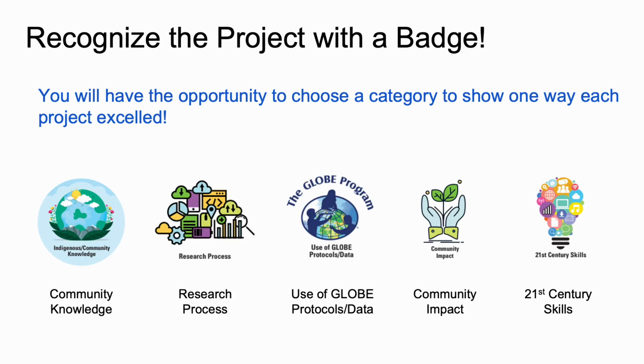Recognize the project with a badge. You will have the opportunity to choose a category to show one way each project excelled. There are 5 categories: community knowledge, research process, use of GLOBE protocols or data, community impact, and 21st century skills.